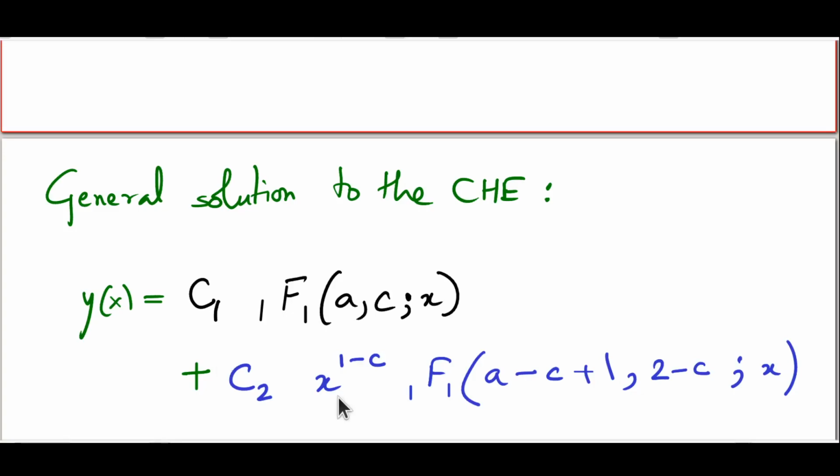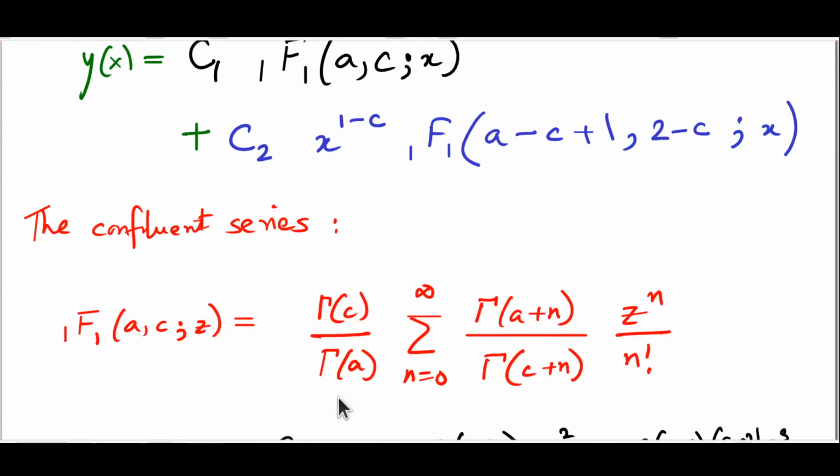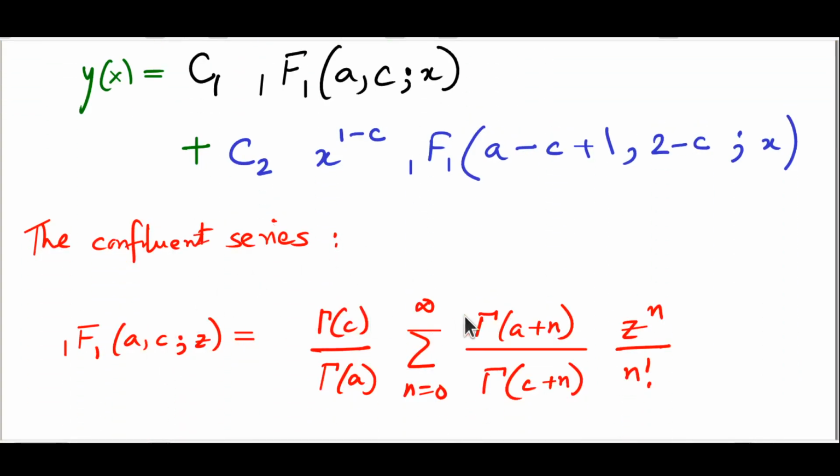Before we go any further, let me first write down for you what the confluent hypergeometric series 1F1 a comma c with x as an argument looks like. If I write that in a compact form, it looks like this. It's a series which runs from n equals 0 to infinity, and you have z to the n by n factorial as, say, in the exponential function. But in front of that, you have gamma a plus n by gamma c plus n. And this has an overall factor of gamma c by gamma a outside.